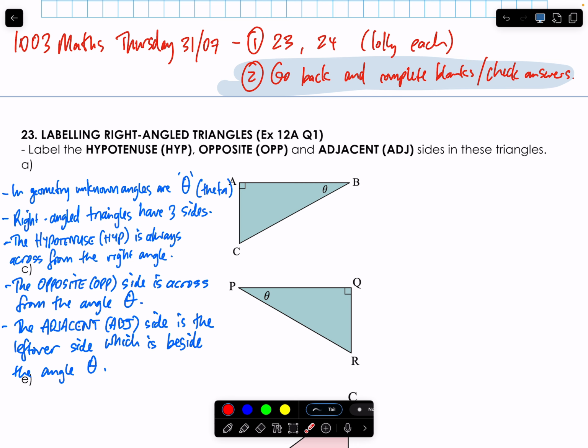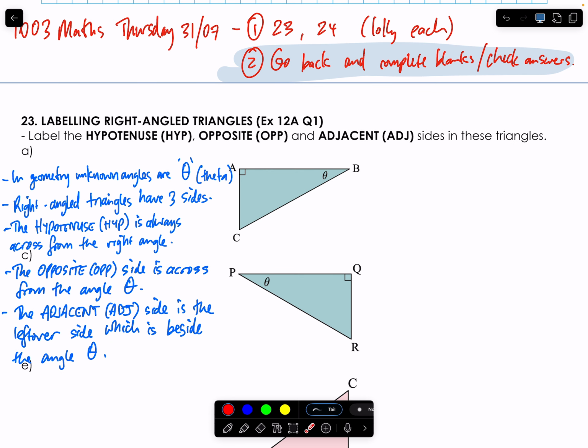In algebra, what's the default? What's the go-to unknown? X. In maths, people have accepted that the unknown angle, we'll just refer to it as theta. Okay? You should be aware of that. It's an oval with a line through it.